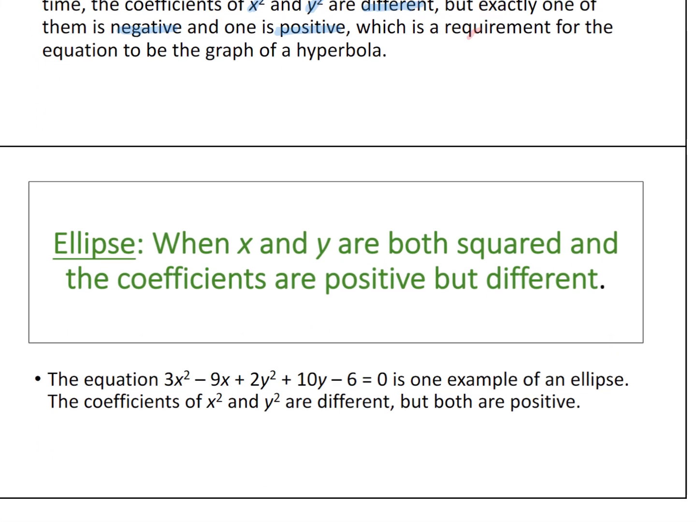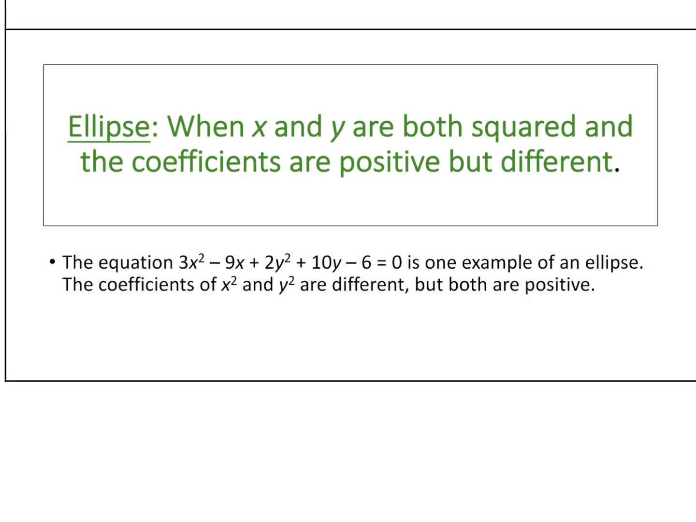Okay, the ellipse. The ellipse is when x and y are both squared and the coefficients are positive but different. So the equation 3x squared minus 9x plus 2y squared plus 10y minus 6 is equal to 0 is one example of an ellipse. The coefficients of x squared and y squared are different, but both are positive.